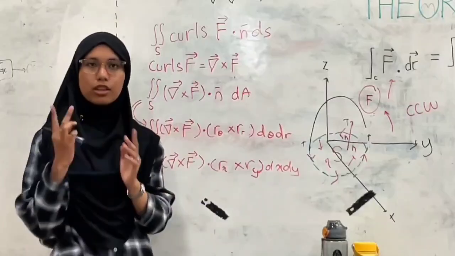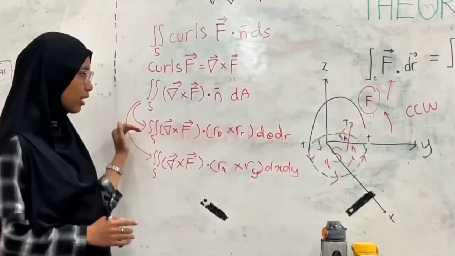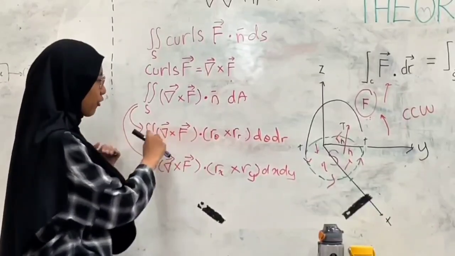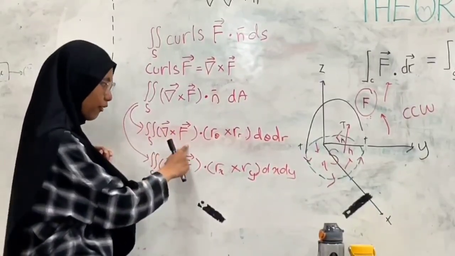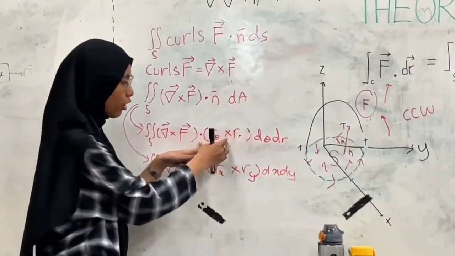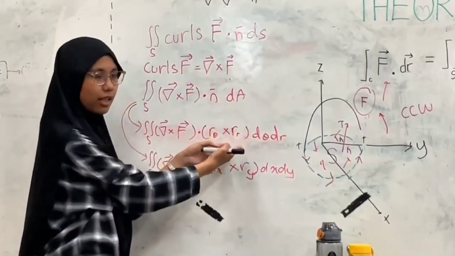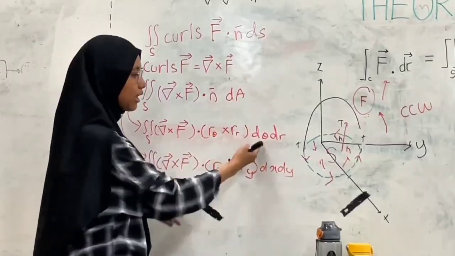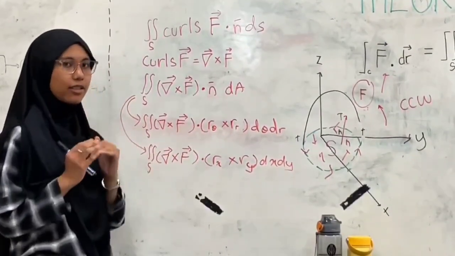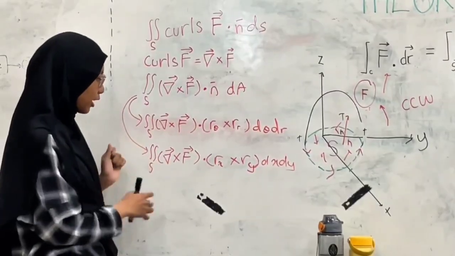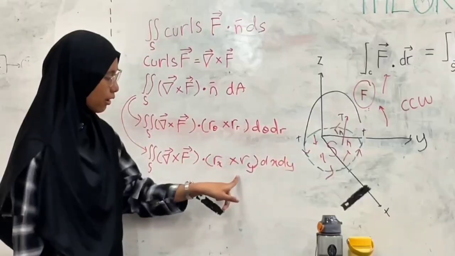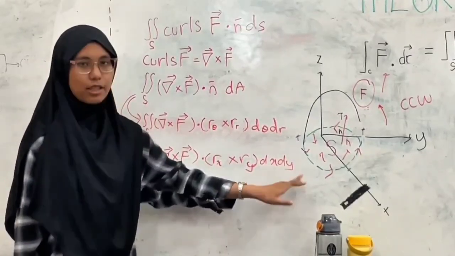So there will be 2 cases. The first one is if it is a circle. If it's a circle, the formula will be del cross F dot n, where n will become r theta, which is the angle, cross r, which is the radius. Then the dA will become d theta dr. And if it is other than a circle, it will be del cross F dot rx cross ry dx dy.